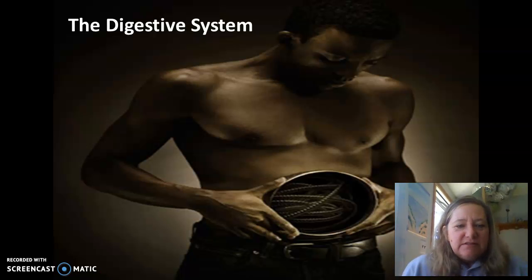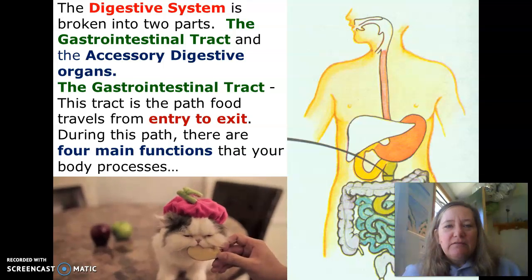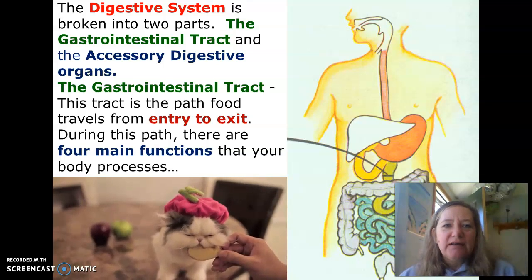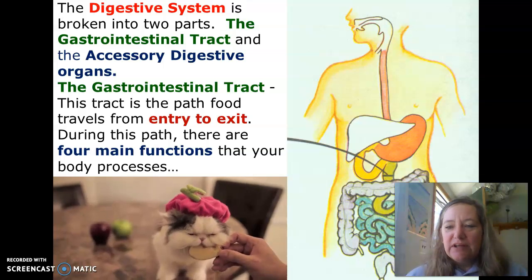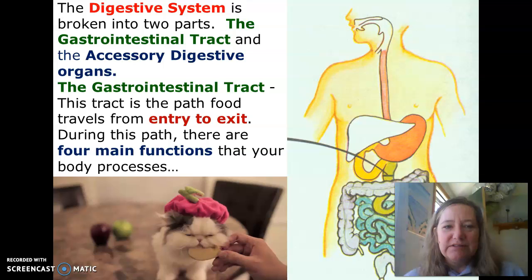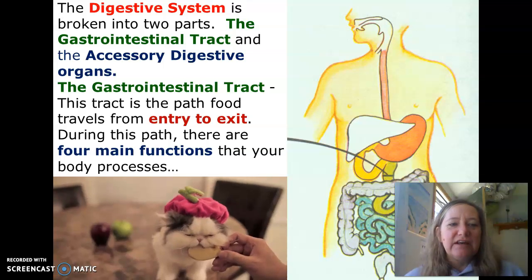Okay, so digestive system, here we go. Hope everyone's doing well. We have two main parts of the digestive system: the gastrointestinal tract and the accessory tract. The GI tract, that's the shortcut for gastrointestinal, also known as the alimentary canal, in case you read that in your book, it's the same thing, is everything that touches food from beginning to end, from entry to exit.